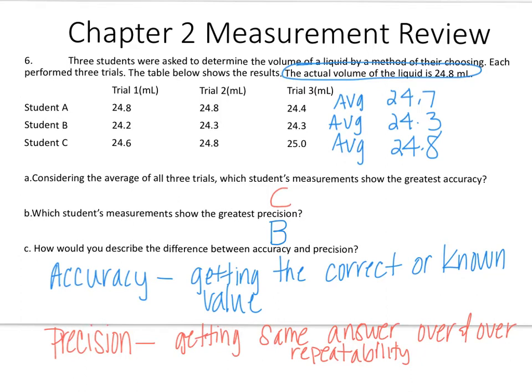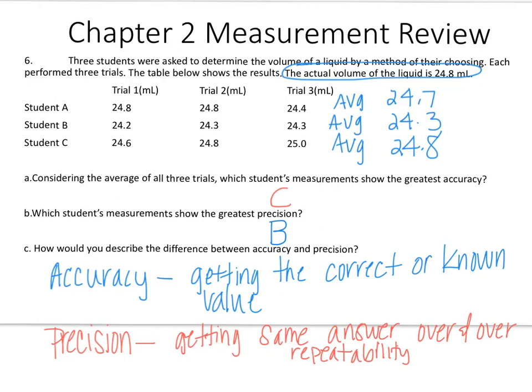And then part C wants to know if you know the difference between precision and accuracy. And I'm going to tell you that this is one of the things that kids mix up a lot on the test. So make sure you understand the difference in the 2 definitions. Get them straight in your heads. And that is, accuracy is how accurate are you? Are you getting the real or the true value? In this case, when we talked about the dartboard, that would be hitting it in the bullseye, okay?